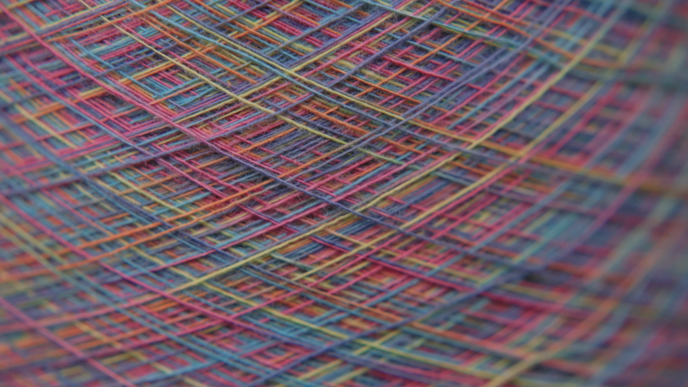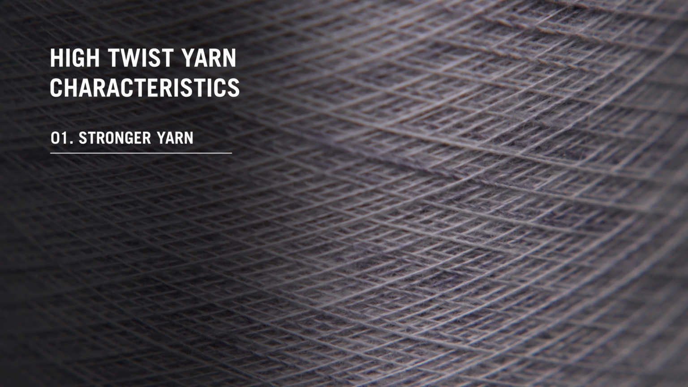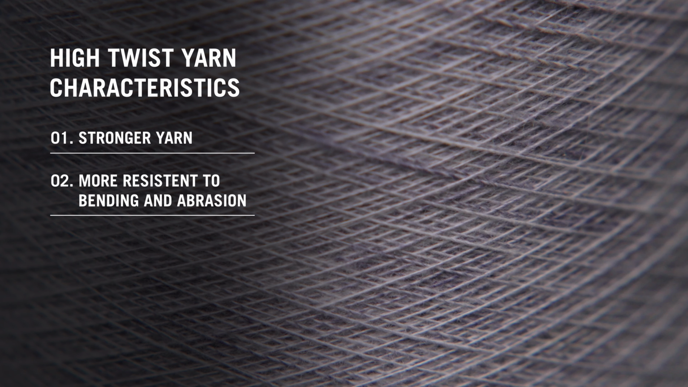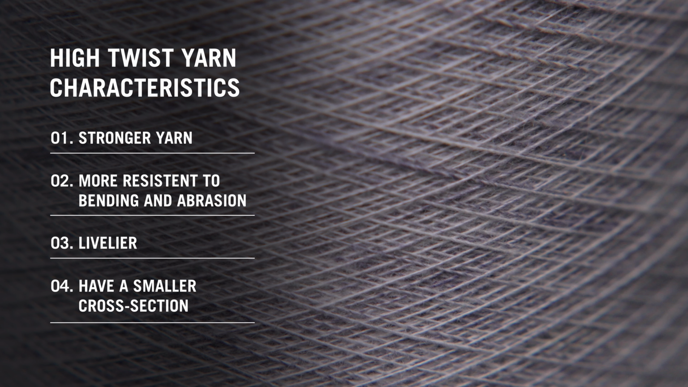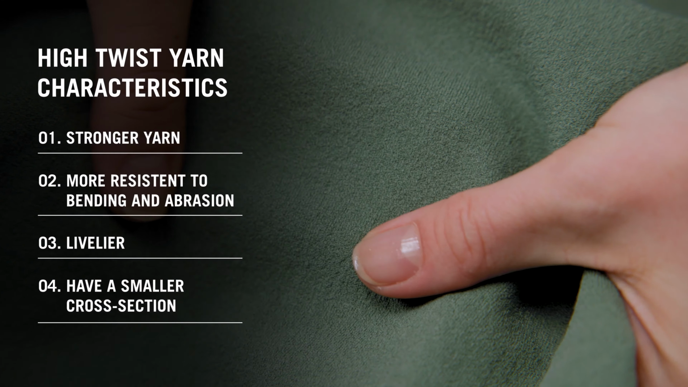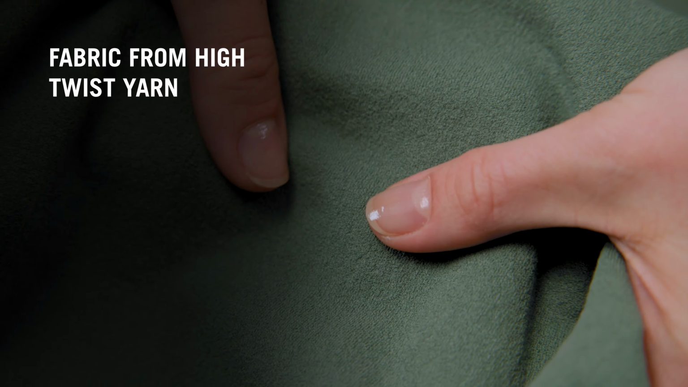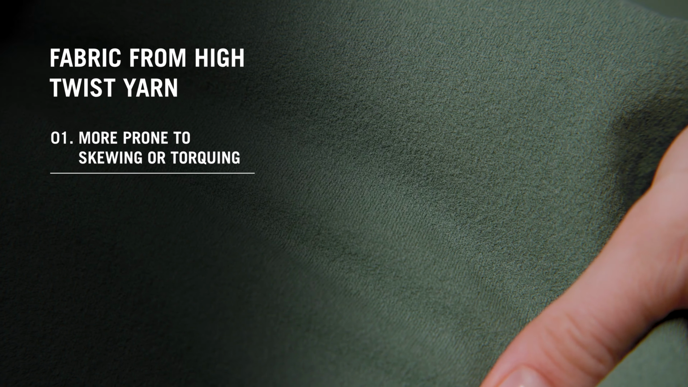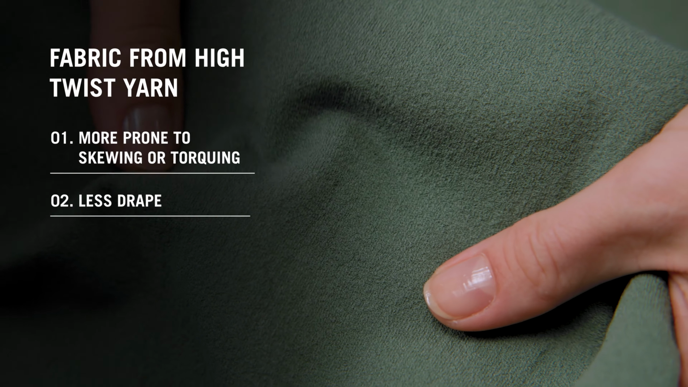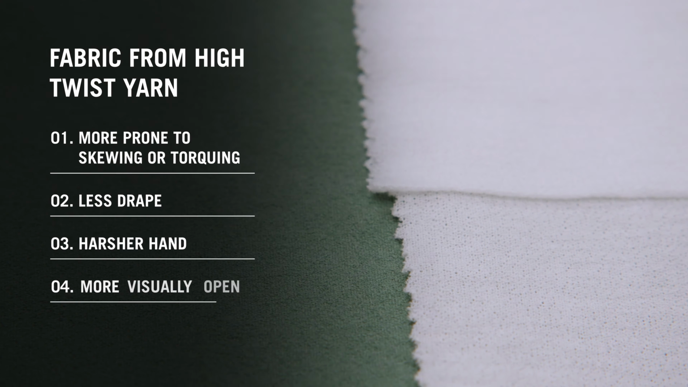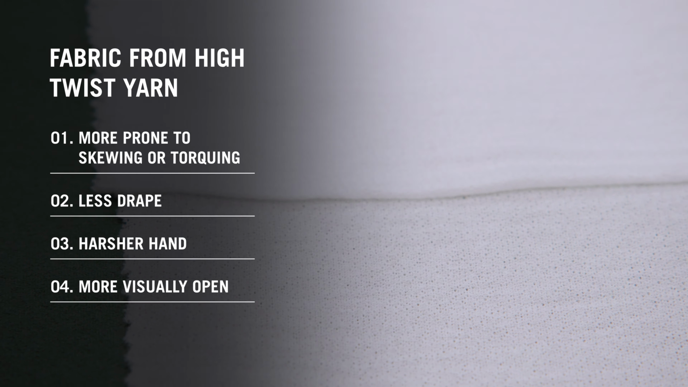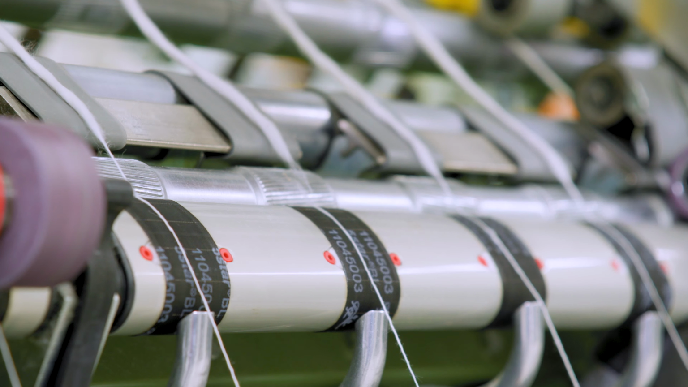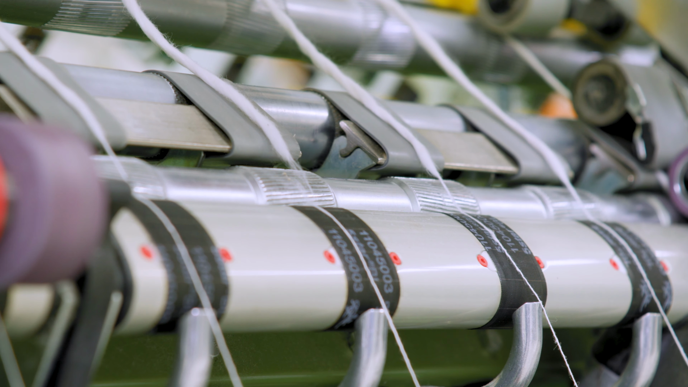For the same fiber output, more twist will make a yarn stronger, more resistant to bending and abrasion, livelier, and have a smaller cross-section, among other properties which can be affected. A fabric made with yarn that has higher twist may be prone to skewing or torquing, have less drape, have a harsher hand, and be more visually open, among other properties which may be affected. Controlling the amount of twist in a yarn is a careful balance of the properties needed.